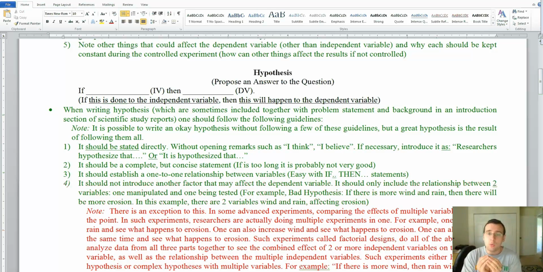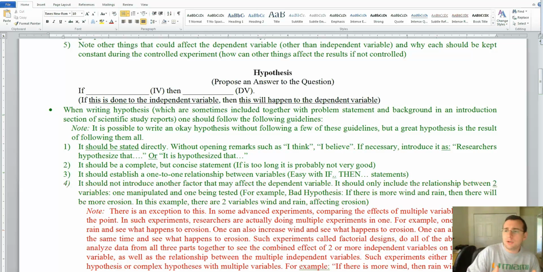And if you did that right, you set yourself up to write a good hypothesis, because those variables are already identified in your problem statement. All you've got to do now is this. In the first blank, you write down what you intend to do to that variable to see what happens to the other variable, which you put in the second blank. So basically, if this is done to the independent variable, this will happen to the dependent variable.